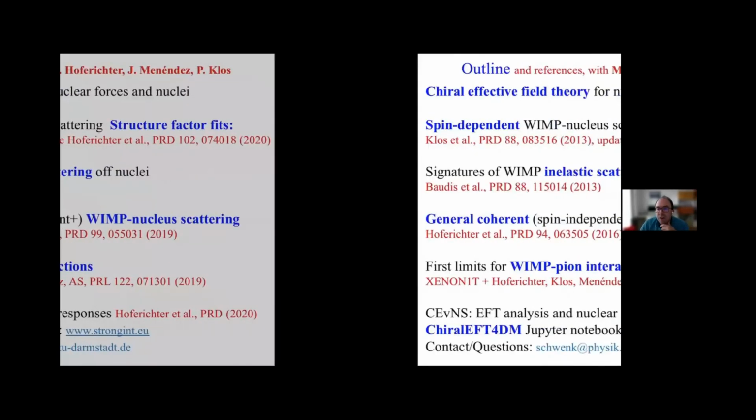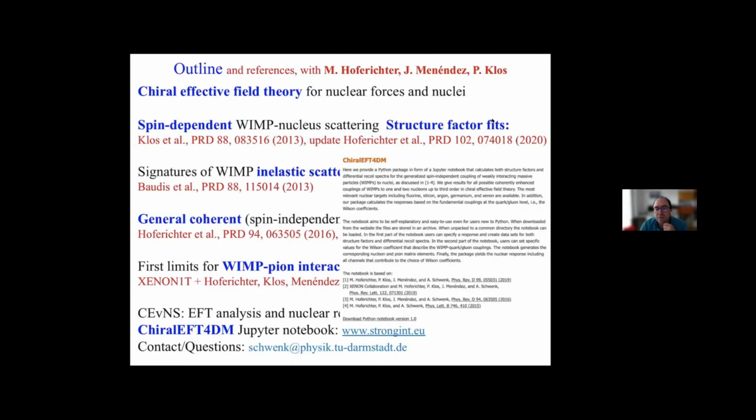And I want to again advertise that all our spin-dependent structure factor fits are in those 2 papers. This is the newer paper, but if you would want to compare to the limits reported by other experiments, you should use these fits, just to use exactly the same input. And then on our group website, which is stronginteractions.eu, on the left, there's a button called Chiral EFT for dark matter, which you can click on. And then you can download a Jupyter notebook, which calculates all these general coherent responses, which I had before, for any nucleus that's detector relevant. Again, my email address in case of questions.